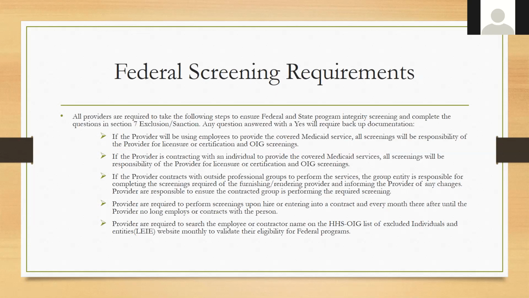You're required to search the employee or contractor name on the OIG list of excluded individuals, and it's a website that you can do a search, and you are to validate that they are eligible to receive funds from federal programs. That is the purpose of the screening.